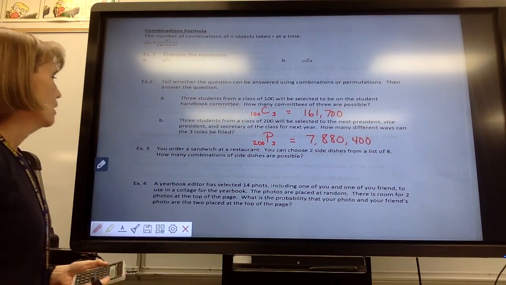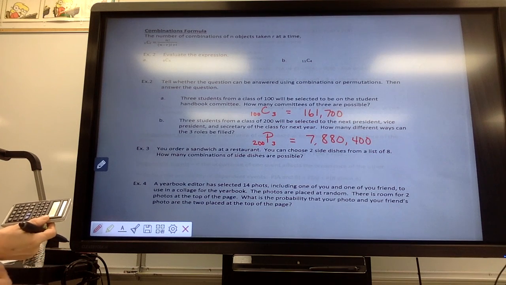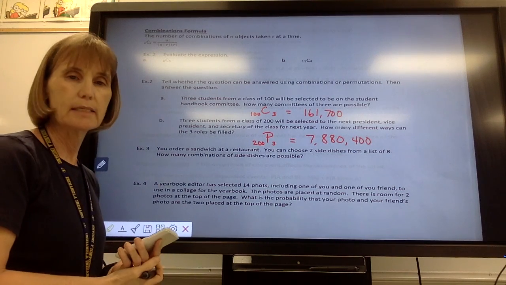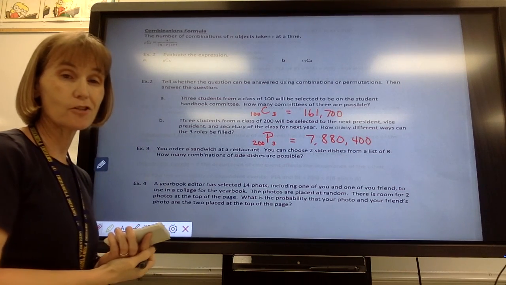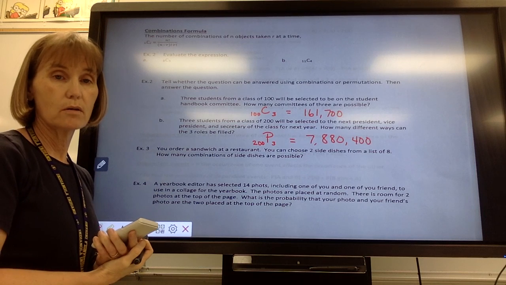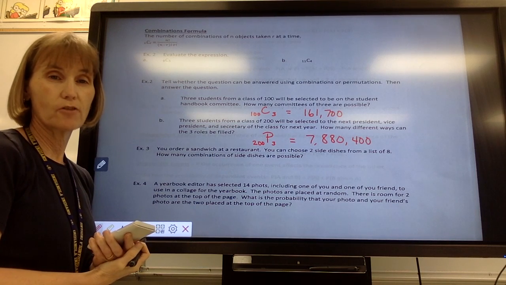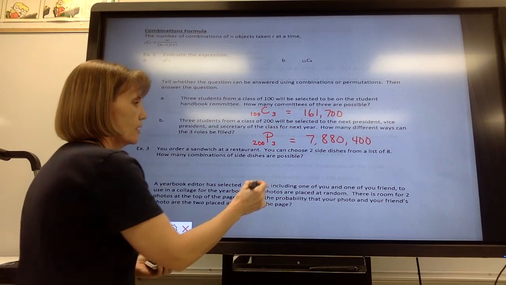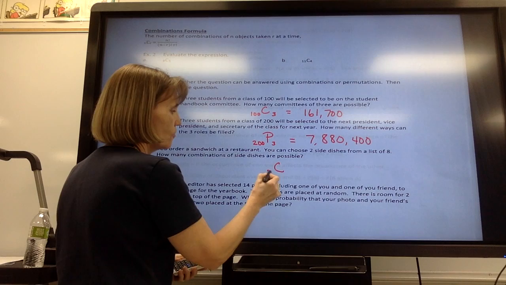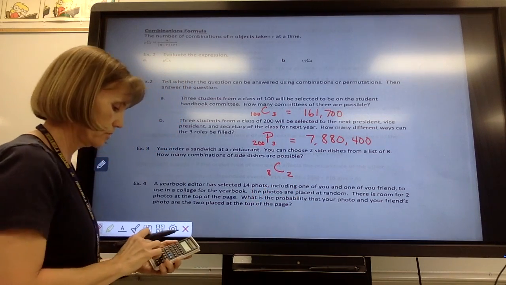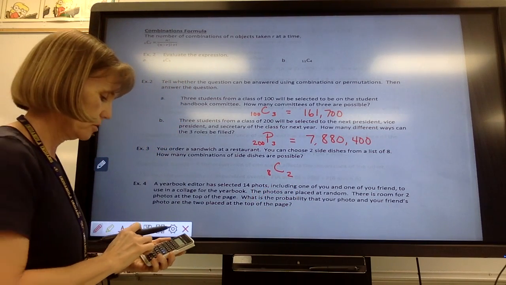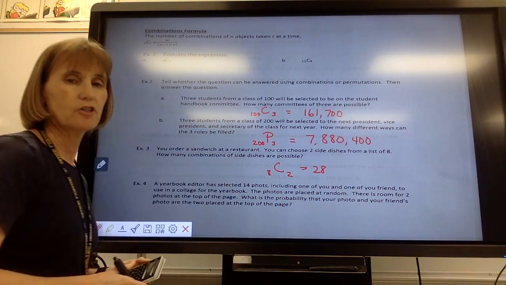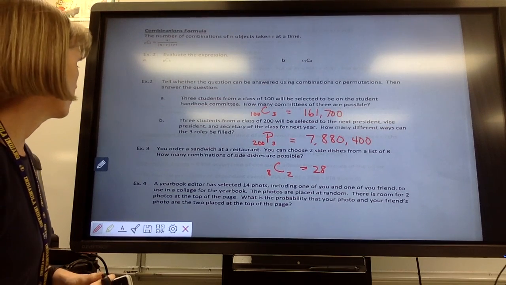Okay. You order a sandwich at a restaurant, and you choose 2 side dishes from a list of 8. How many combinations of side dishes are possible? Now, does it matter if you ordered French fries first and then a salad, or you ordered the salad first and then the French fries, or are you just going to get your food and have both of those there? Order doesn't matter, so it's a combination. There are 8 to choose from, and I'm choosing 2 of them. So I'm going to do 8, combination 2. And I've got 28 different combinations that I could have with my meal.